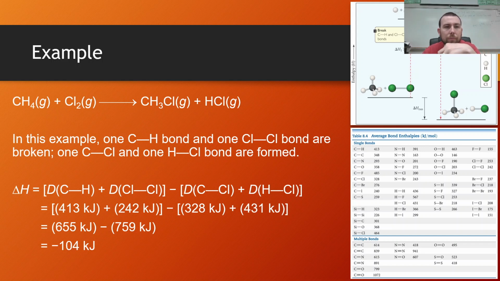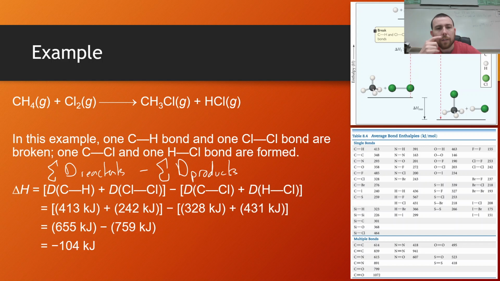So what we would do, again, it would be the sum of the bond enthalpies of the reactants minus the sum of the bond enthalpies of the products. So then what you're left with, the bond enthalpies of your reactants would be the carbon-hydrogen bond and the chlorine-chlorine bond. And then your products would be the bond enthalpies of the carbon-chlorine bond and the bond enthalpy of a hydrogen-chlorine bond.